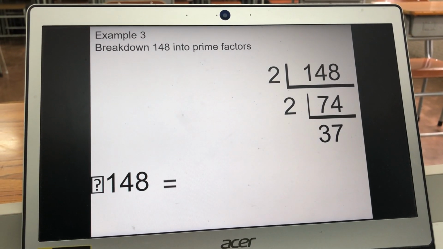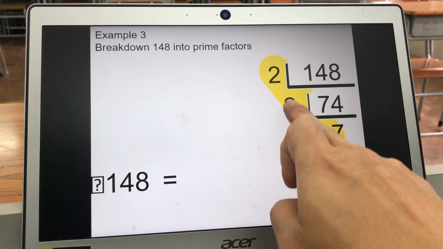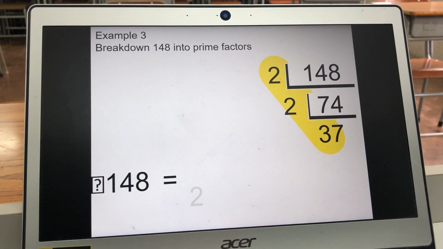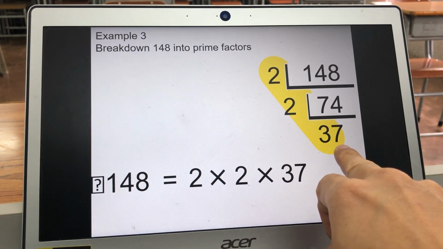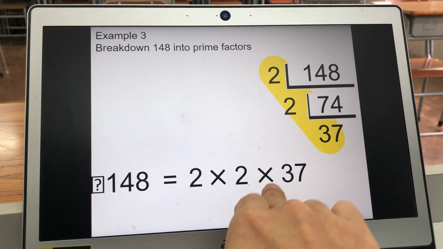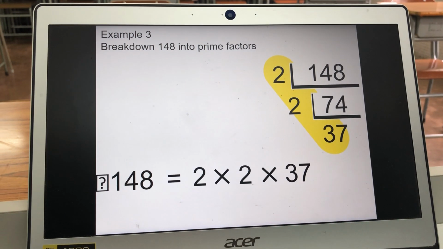148 could be written as 2 times 2 times 37. Because 2, 2, and 37, they are all prime numbers. So these are the prime factors of 148. Okay?